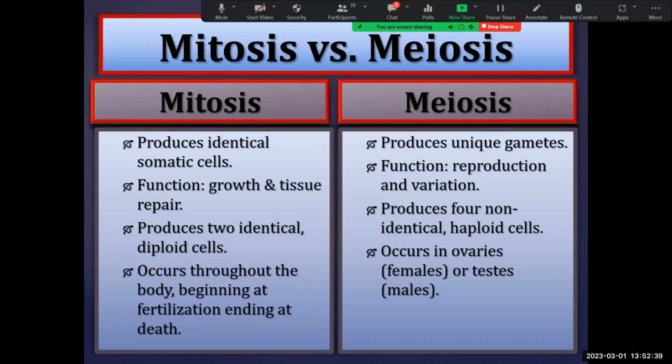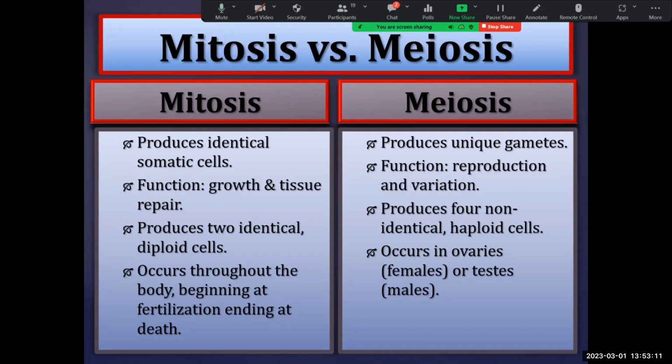So our skin cells, our organ cells, our blood cells, our tissue cells. The function, essentially why we care, why it's important to us as anthropologists: we care because without it, we wouldn't have growth and tissue repair. The end result is two identical diploid cells. And this process occurs throughout our body, beginning at fertilization or zygote formation, and then ending at death. But of course, some cells go through mitosis more frequently than others. Skin cells, for example, go through mitosis constantly. Nerve cells hardly ever go through mitosis.